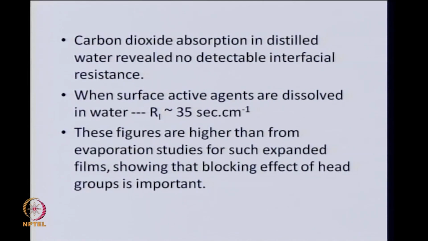Their experiments reveal that if carbon dioxide was absorbed in distilled water, there was not much practically detectable interfacial resistance. But if surface active agents, surfactants, were dissolved, then Ri of the order of 35 seconds per centimeter could be measured. These figures are higher than corresponding figures from evaporation studies, which means there is some kind of blocking effect of the head groups for the solute transfer from the gas to the liquid.